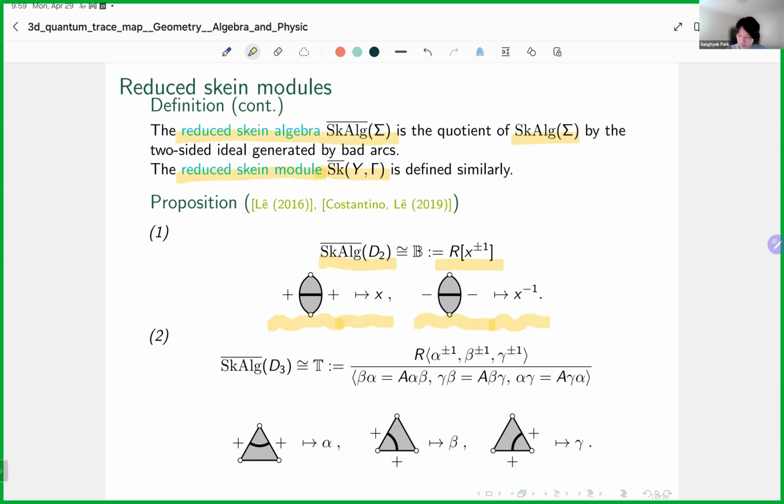And for later use, I'm going to call the reduced skein algebra of a bigon by this blackboard bold B, and sometimes I call it the biangle algebra.